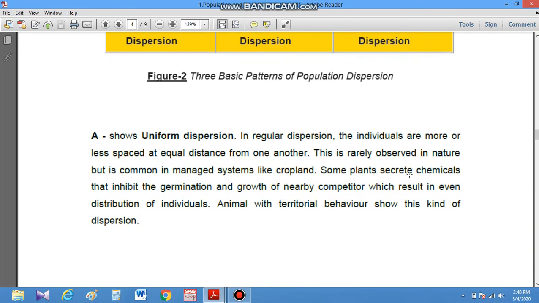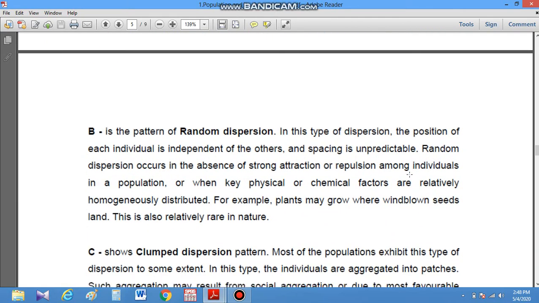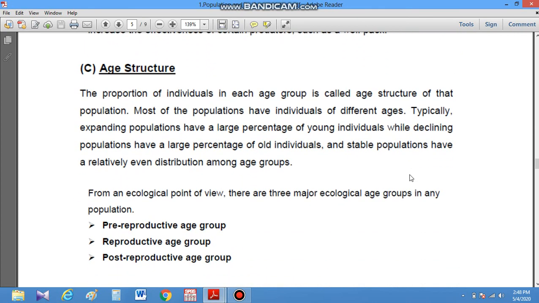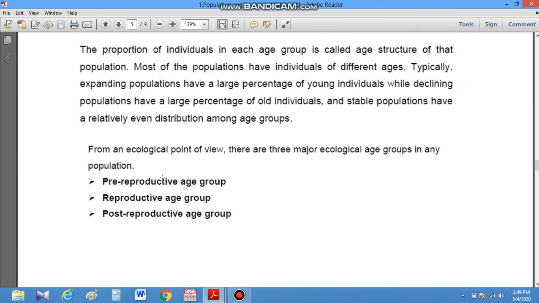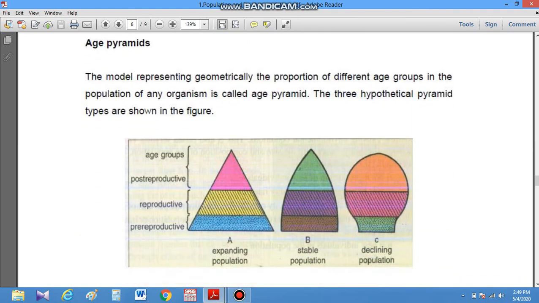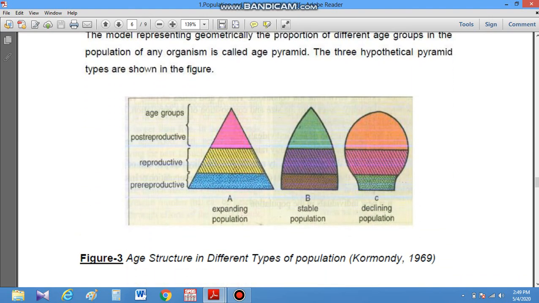The next characteristic is the age structure. There are three age groups in any population. First is the pre-reproductive age group, second is the reproductive age group, and third is the post-reproductive age group. According to these age groups, three age pyramids are formed, as you can see in the figure. First is triangle, second is bell shaped, and third is urn shaped. The first represents an expanding population, the second a stable population, and the third a declining population.